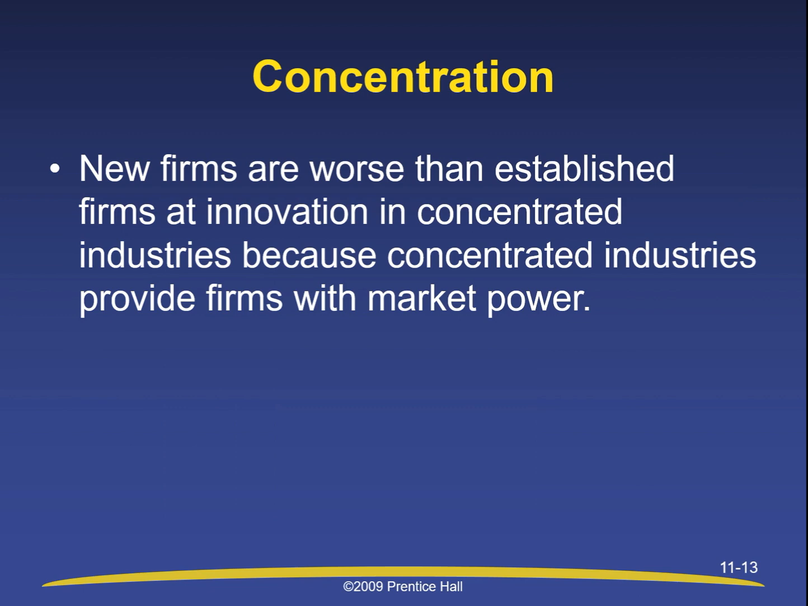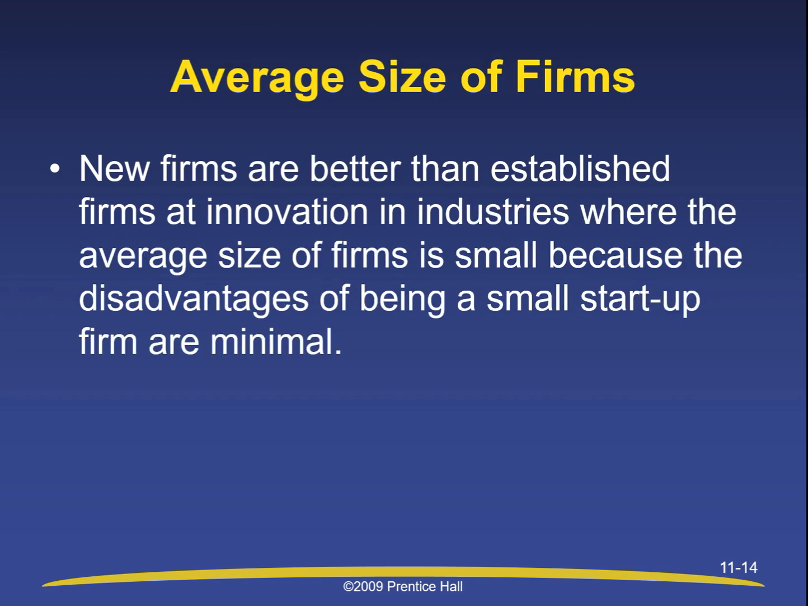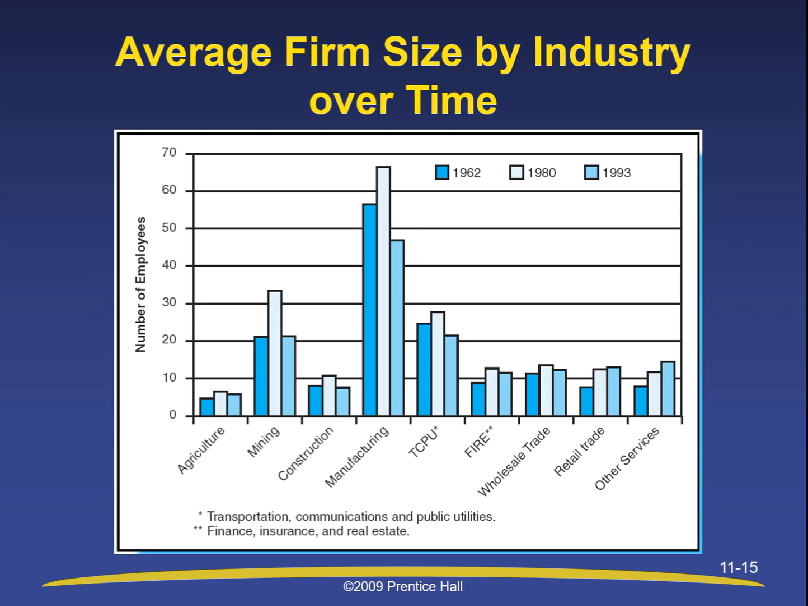Concentration. New firms are worse than established firms at innovation in concentrated industries because concentrated industries provide firms with market power. Average size of firms. New firms are better than established firms at innovation in industries where the average size of firms is small because the disadvantages of being a small startup firm are minimal.